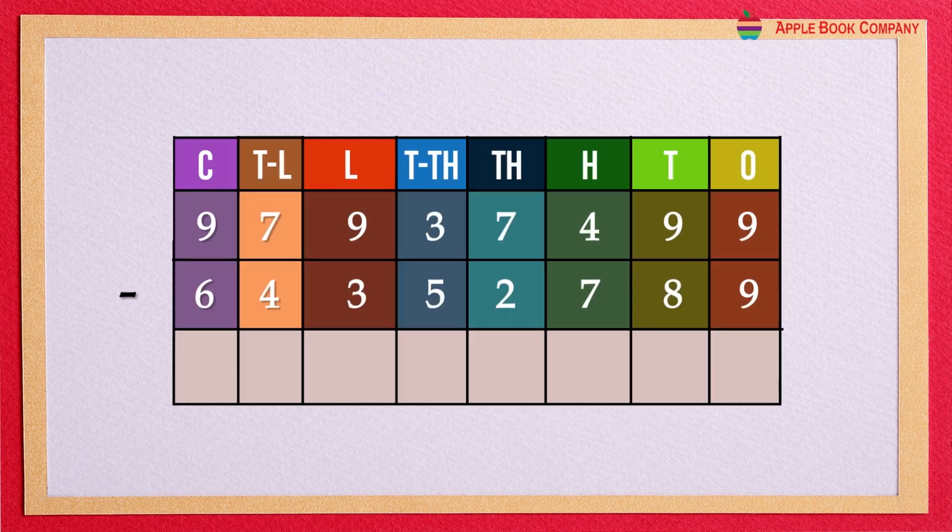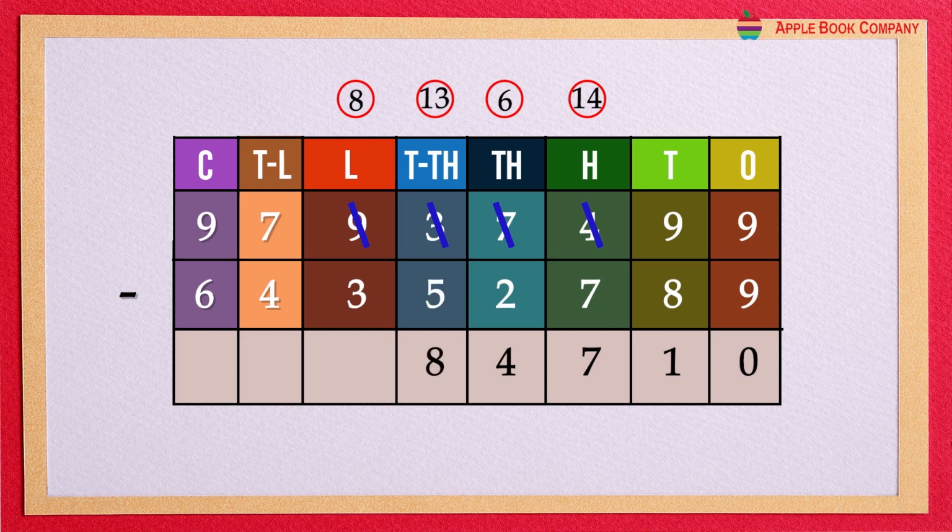64352789. So when we subtract that value, we will start from ones. 9 minus 9 is 0, 9 minus 8 is 1, 14 minus 7 is 7, 6 minus 2 is 4, 13 minus 5 is 8, 8 minus 3 is 5, 7 minus 4 is 3, 9 minus 6 is 3. So how many kilos of sugar was left? 33584,710 kg of sugar was left.